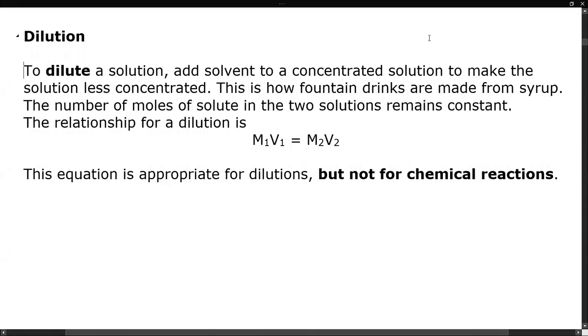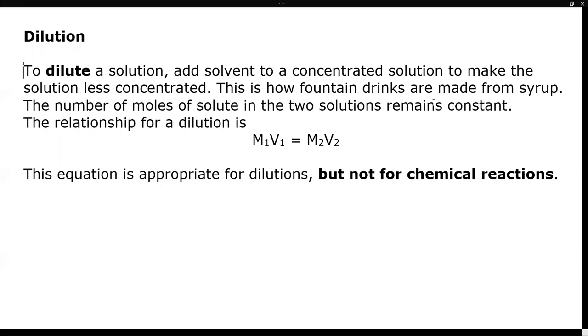Let's talk about dilutions. Dilution means that you're going to add a solvent to a more concentrated solution to make a solution less concentrated or more dilute. Those are rather vague terms. Concentrated means you have a lot. Dilute means you have a little, or at least less. But it isn't specific about the exact concentration of the solution. This is how fountain drinks were made from syrup. We add carbonated water to dilute the syrup to make our soft drink.